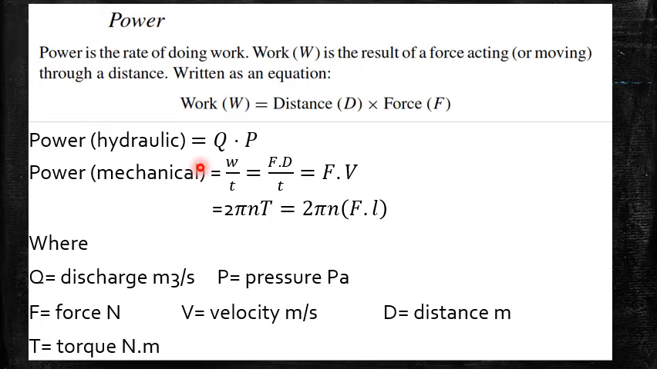As we said before, we have many forms of energy: potential energy, kinetic energy, heat energy, chemical energy, nuclear energy, and so on. So we have many forms of power. We have hydraulic power. Hydraulic power equals discharge times pressure. So if we have a pump and we want to calculate how much power is needed to run this pump, we need to know the pump discharge and the pressure. Discharge times pressure will give us the hydraulic power.